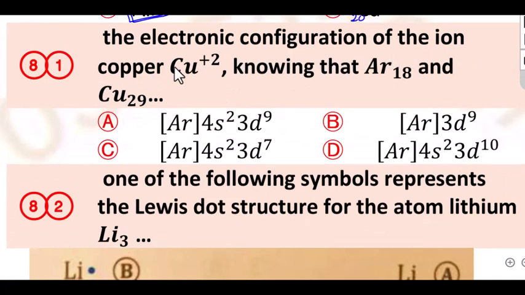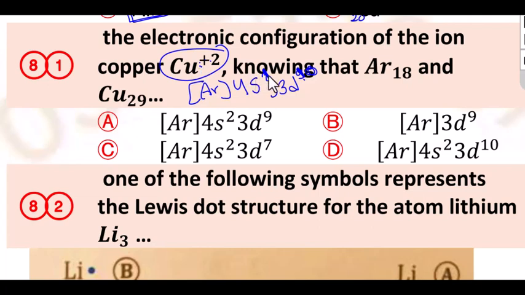The electronic configuration of the ion copper positive 2, knowing that argon is 18. Copper is 29, so argon 18, 4s2, 3d9. And we take 1 because here 9, so it becomes 10. And 4s is 1. Now copper 2 loses 2 electrons.